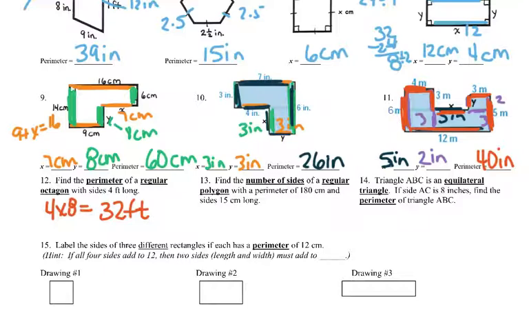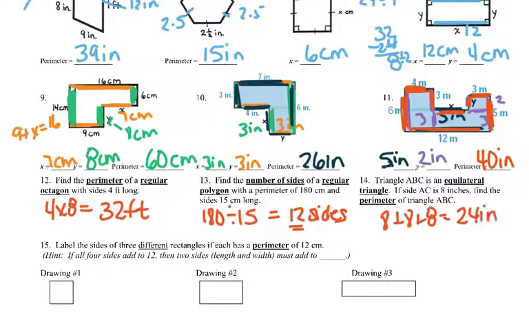Find the number of sides if the perimeter is 180 and each side is 15. Wouldn't I just divide those numbers? And it's 12 sides, not 12 centimeters, 12 sides. In an equilateral triangle, each side is 8. How many sides in an equilateral triangle? Right, 3. 8 plus 8 plus 8, 24.